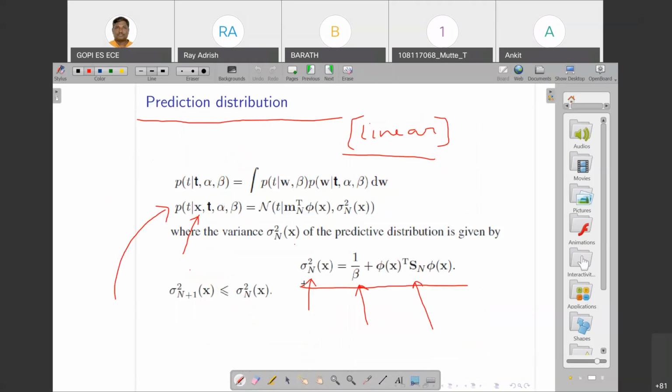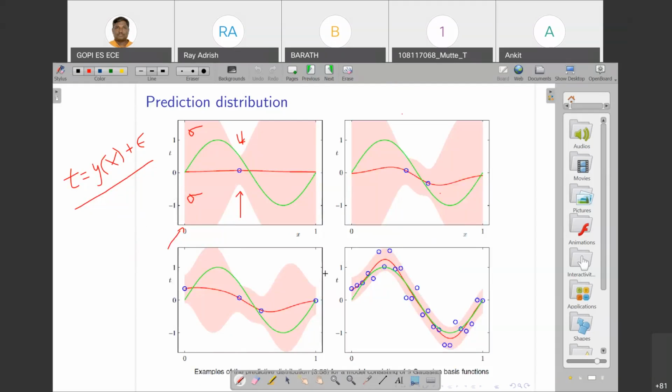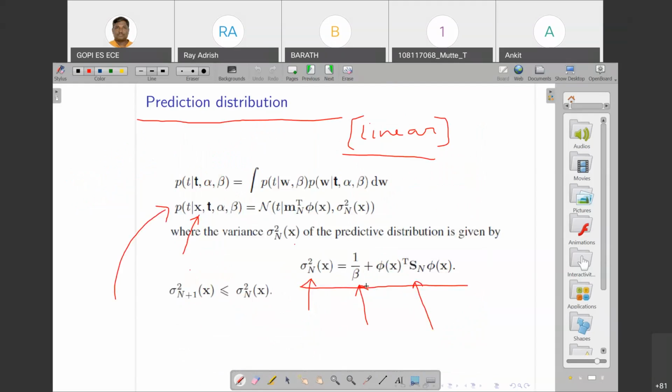What you see now here is the variance of this predictive distribution for every value of X. As I told you, this is plus sigma and minus sigma, above and below this mean. That variance is a function of every value of X, and it is contributed by 2 terms. One is 1 by beta, which is due to noise, and the second term involves the basis function and the covariance matrix of the posterior density function, Sn.